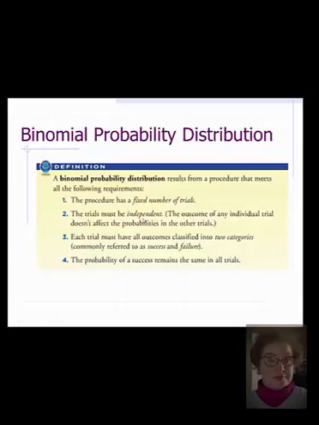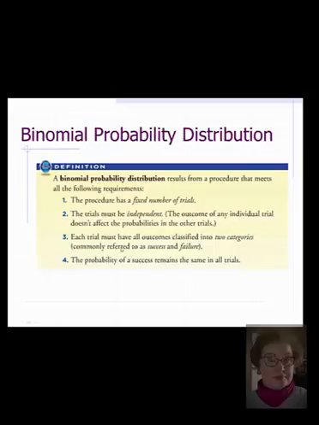So think of it like drawing marbles out of a bag when the marbles are replaced, so that the outcome of one trial doesn't affect the outcome of the following trials. That's very important. And again, this is a very special category of discrete probability distributions. Now there's also a Poisson distribution in section 5.5. We are not going to talk about that. We are only going to talk about the binomial probability distribution.